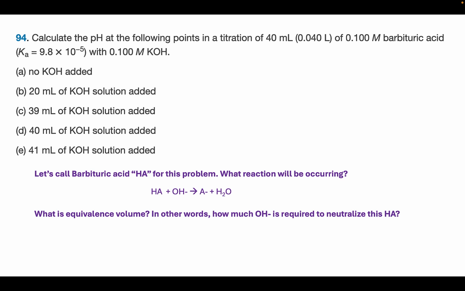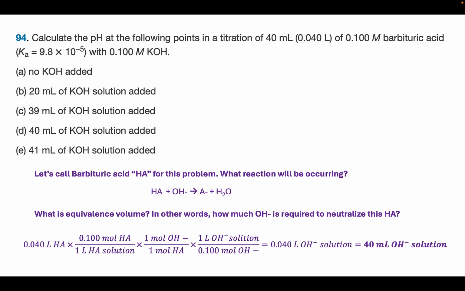With that established, which is the reaction that occurs as we add hydroxide to this problem, we want to think, if this is a titration, what is the equivalence volume? So at what point will we have exactly the amount of hydroxide to neutralize this acid HA? And here, this is really stoichiometry. We want to say how many moles of barbituric acid do we have? We need 1 mole of hydroxide for every 1 mole of barbituric acid. So how much volume of this specific concentration is needed?